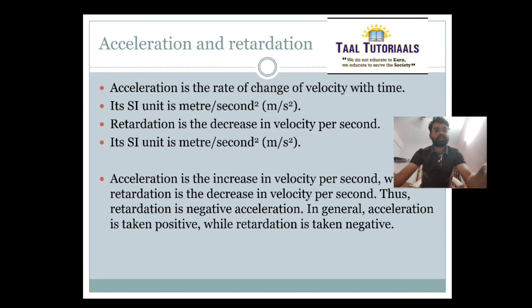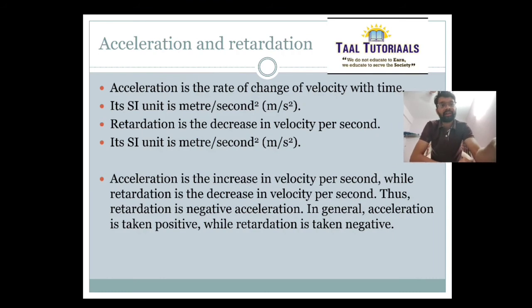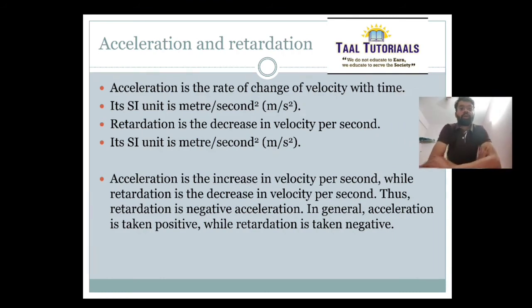Now, I think this is the part on acceleration and retardation. So, what is acceleration? Acceleration is the rate of change of velocity with time. Thus, acceleration is numerically equal to the change of velocity in 1 second. The acceleration formula is change in velocity by time, so its SI unit is meter per second square. The CGS unit for acceleration is centimeter per second square.